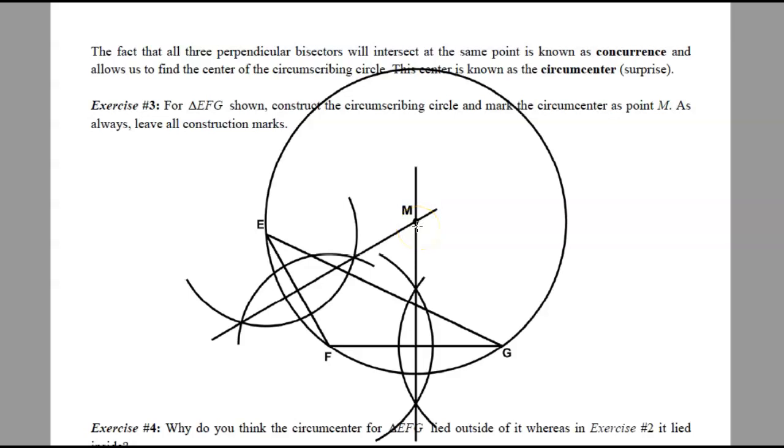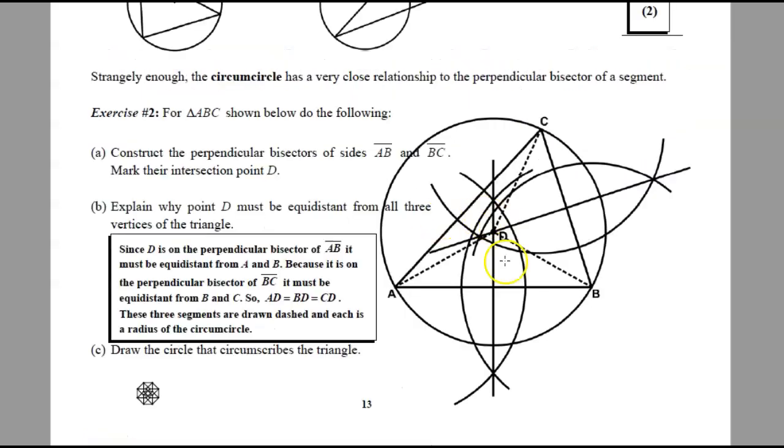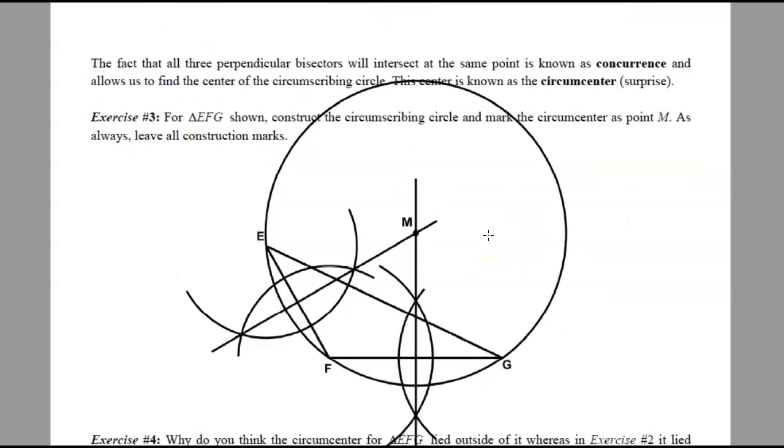Now, when I constructed this, I took segment EF and bisected it with our standard construction and ran that through here, and did the same thing with FG and ran that through here. Point M, the intersection of the 2 bisectors, was not inside the triangle like it was on the previous page. Let me just go back to that for a second. On the previous page, point D was on the inside of the triangle. On this one, point M is on the outside of the triangle.